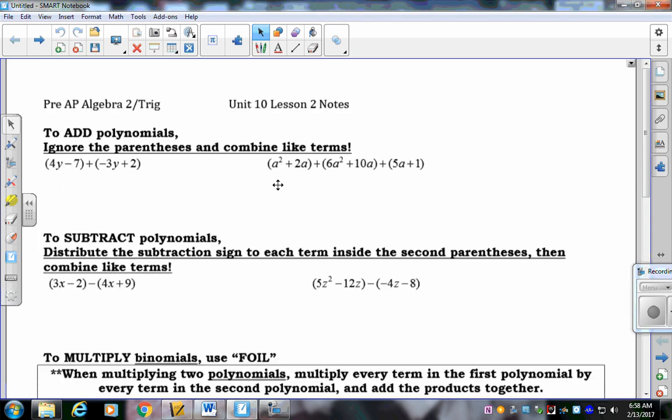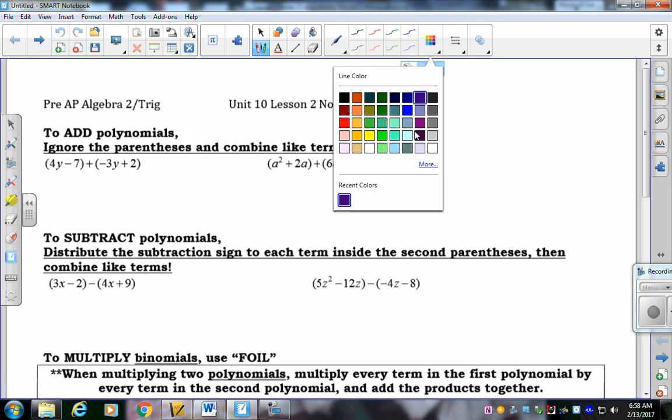Okay. Remember, a polynomial is just an expression with many terms. Okay. It doesn't have to be a specific number. So just review quickly, adding polynomials. Remember, we're just literally combining your like terms. That's it. You can drop the parentheses. They don't need to be in there.